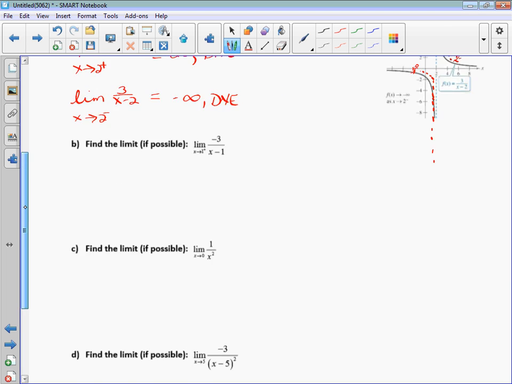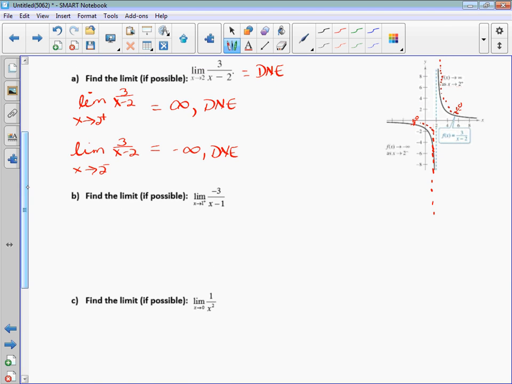All right. So is everybody okay with A? Words with equals do not exist. Yeah, because they didn't match, right? Oh yeah, true. If they were both going the same direction, like if they happen to both go to infinity does not exist, then infinity does not exist would be your answer. But when they're opposite directions, then it's just does not exist. Okay, so let's look at B.